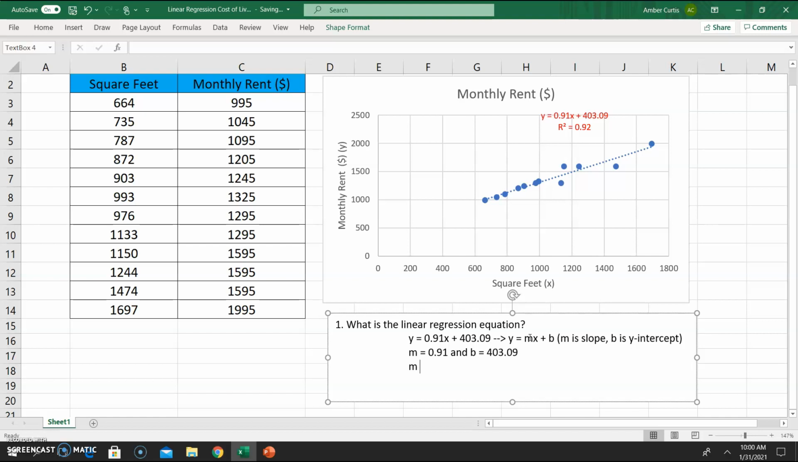Now, we know that slope is written in the form rise over run, also known as the change in y over the change in x. So in this case, 0.91 over 1 is our rise over run, and therefore we would say that when our y, our monthly rent, increases by 91 cents, the square footage of the apartment goes up.